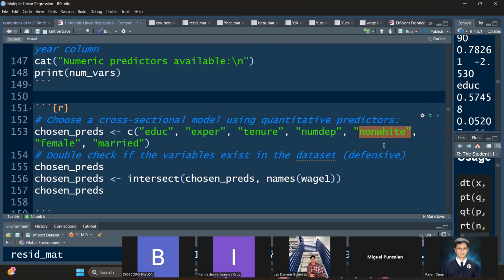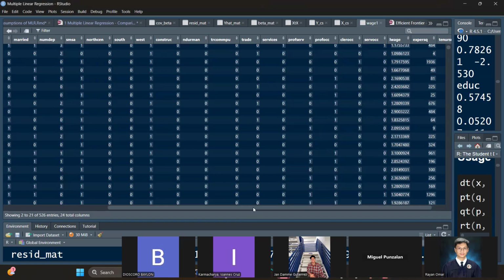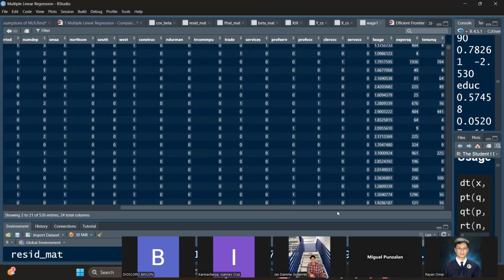When I say factors, these are predictors that are categorical in nature, and they're used for classification. When we use non-white, let's take a look at this one, class. Where is non-white here? Non-white. Non-white is where?